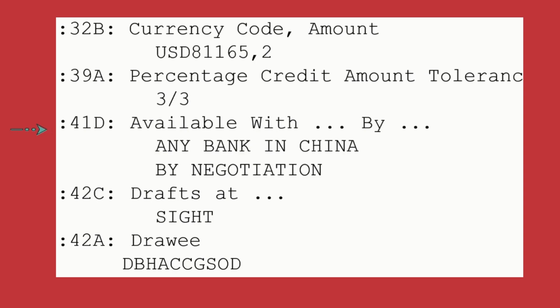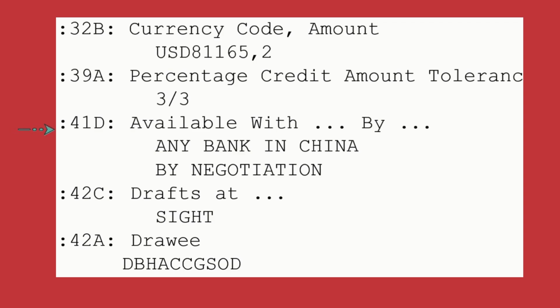This part tells you which banks can pay the seller and how the payment works. There are two main options. If it says any bank in China by payment, the seller can use any bank in China, giving them maximum flexibility. But if it names a specific bank, only that bank can handle the transaction, limiting the seller's choices.